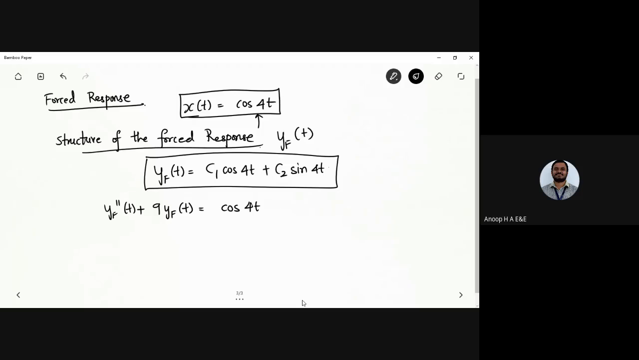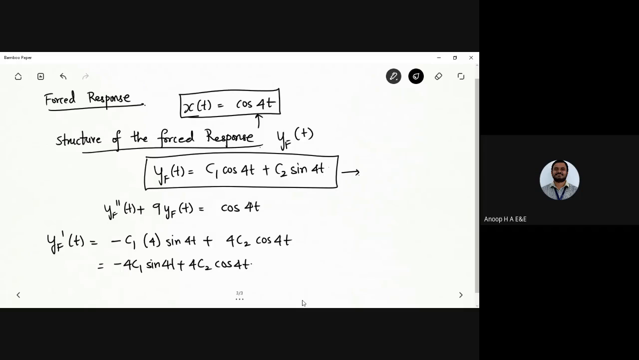Now what you need to do is differentiate the above structure of the forced response twice. I'll differentiate it once. I'll have yf dash of t as minus c1 into 4 sin 4t plus 4c2 cos 4t. So I have minus 4c1 sin 4t plus 4c2 cos 4t. This is yf dash. Next, yf double dash, so I am differentiating it again.